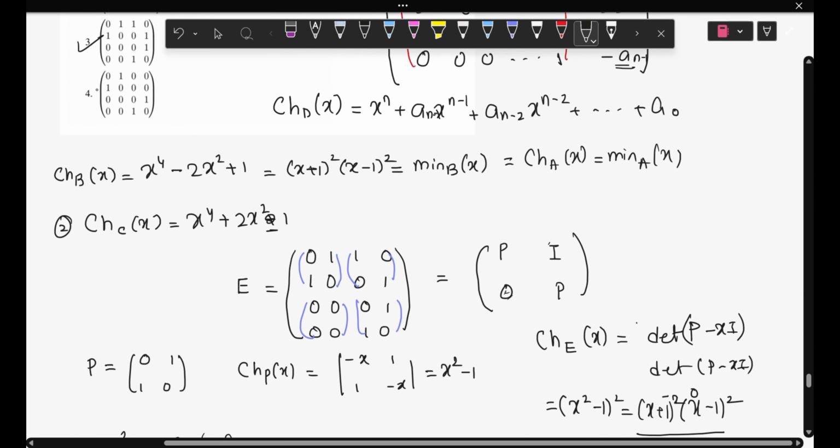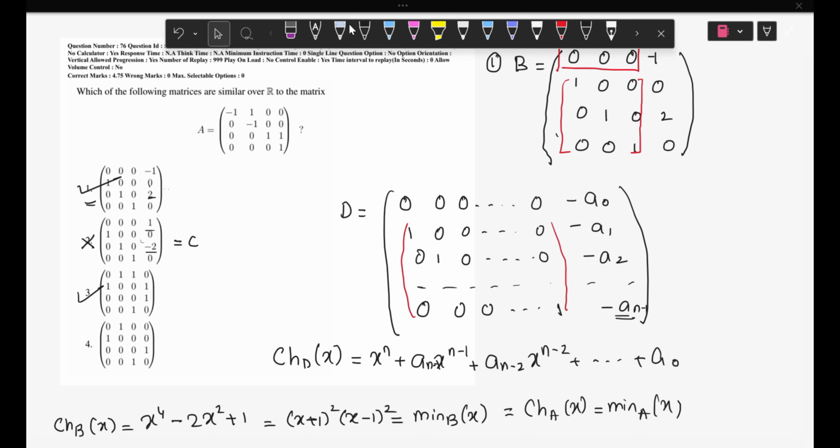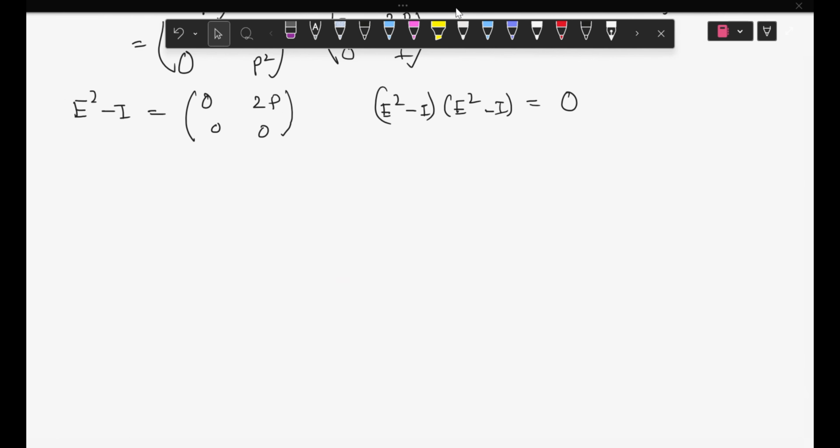Now let's talk about option D. Option 4. For option 4, the matrix is given by this. Just writing down option 4.